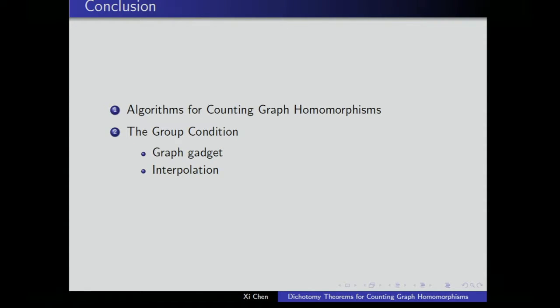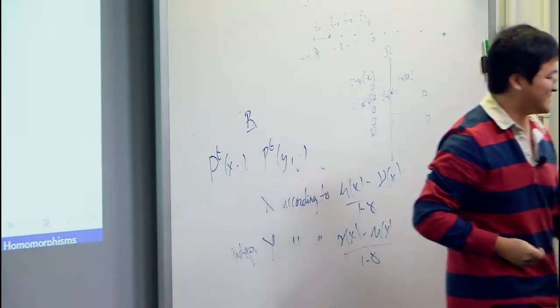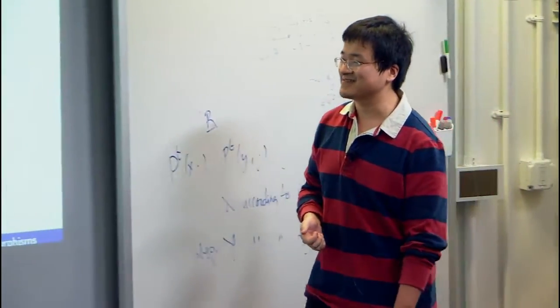And I just want to conclude that what we covered today, we covered most of the algorithm ingredients of these dichotomy theorems, and we covered this segment of the proof called the group condition lemma, where we demonstrated these techniques called graph gadgets and interpolations. And these are widely used in this area. Sometimes all you need is to take these techniques to an extreme. For example, sometimes you need not just one layer of interpolations, but multiple layers. And sometimes you need to design crazy graph gadgets such as this one.